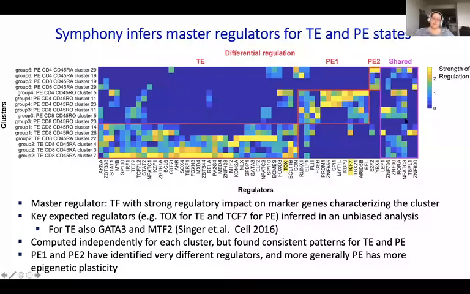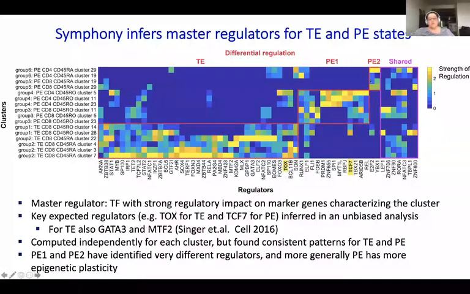And what are these master regulators? They are regulators that could explain the differences that we see among the differentially expressed genes that define each and every cluster. And among this, and this is an unbiased de novo analysis that didn't take into account any prior knowledge, we see TOX coming up in the terminally exhausted. We see TCF1 coming up in the progenitor exhausted. And we even see some factors that were found by Merrimet, GATA3, and MTF2, as part of the terminally exhausted.